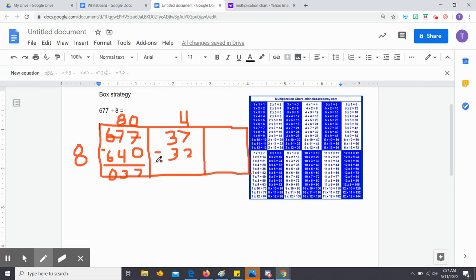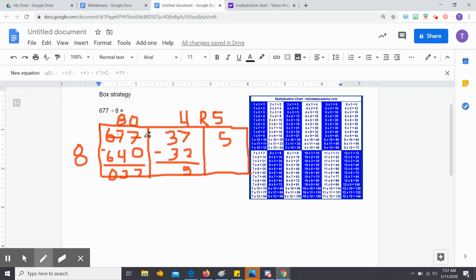And like in previous ones, I find the difference. The difference is 5. And then I carry this 5 over. Oh, wait. We have a problem. 8 can't go into 5. So now I have a remainder of 5. And that will come into play in a minute.